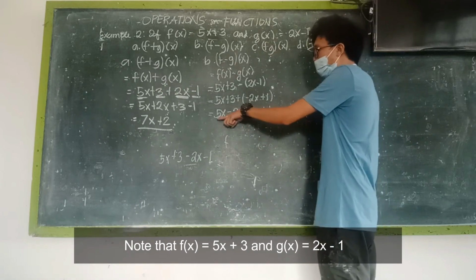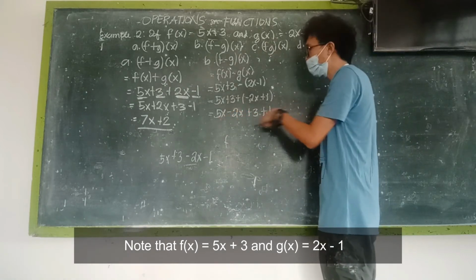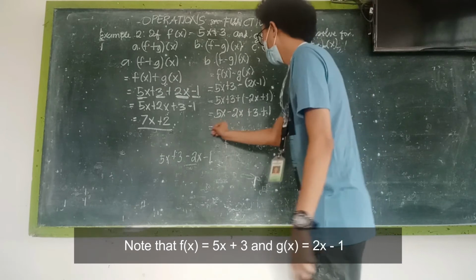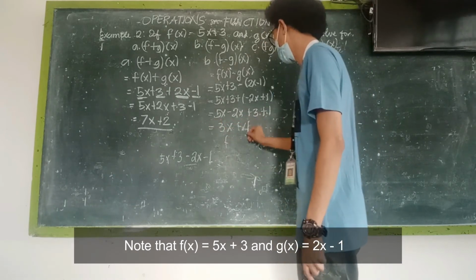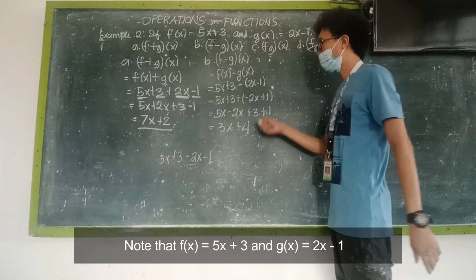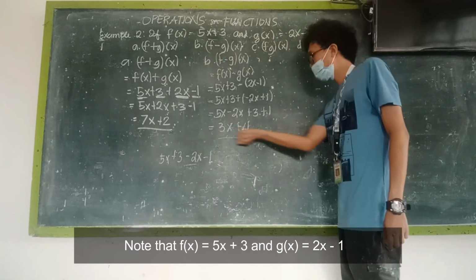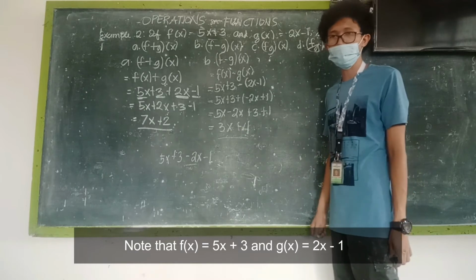So, sasubtract natin yung 5 at 2, i-add natin ang 3 at 1. So, 5 minus 2, we have 3x. And then 3 plus 1 is equal to 4. So, kapag subtraction, ang answer is 3x plus 4.